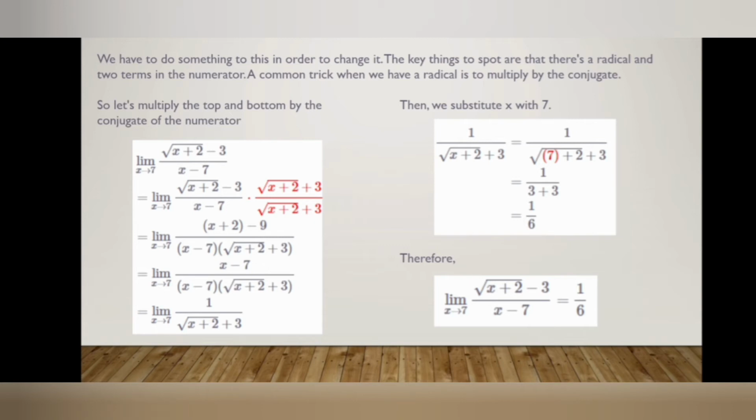We'll now have its simple form. The limit as x approaches 7 of 1 over square root of x plus 2 plus 3. Then we will substitute 7, which will give us 1 over square root of 7 plus 2 plus 3, which will become 1 over 3 plus 3, or 1 over 6. Therefore, the limit as x approaches 7 of square root of x plus 2 minus 3 over x minus 7 is equal to 1 over 6.